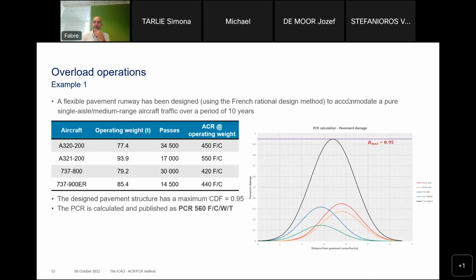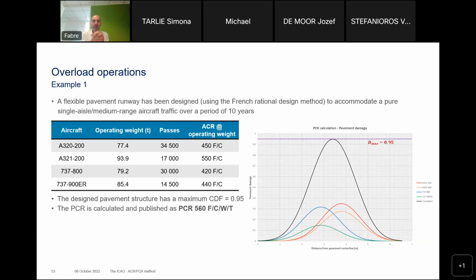So this is the first example of overload operations. We have a flexible pavement roadway, which has been designed with the French design procedures to accommodate a pure single medium range aircraft traffic over a period of 10 years. So you have the traffic data. This is an example. This is not a realistic traffic. We have, in that case, four aircraft. But anyway, each aircraft is assigned a number of annual departures over this period of 10 years. You have your operating weight and the aircraft ACRs at their operating weight.